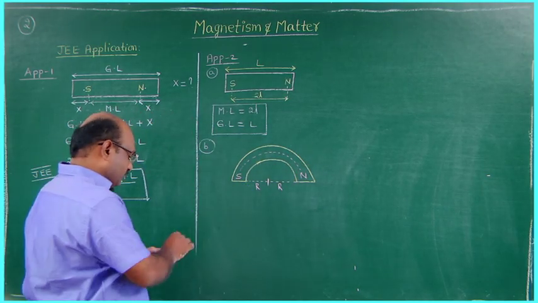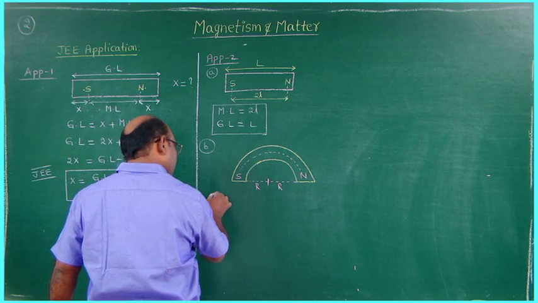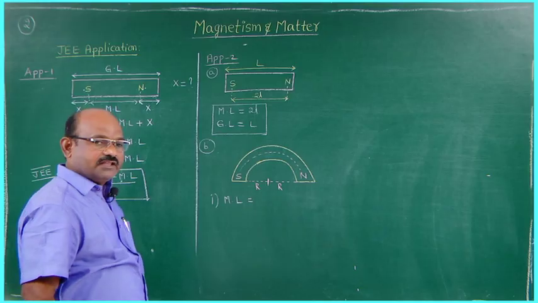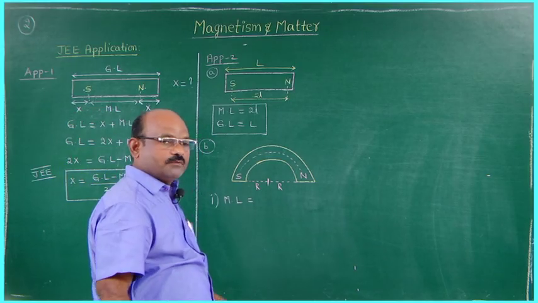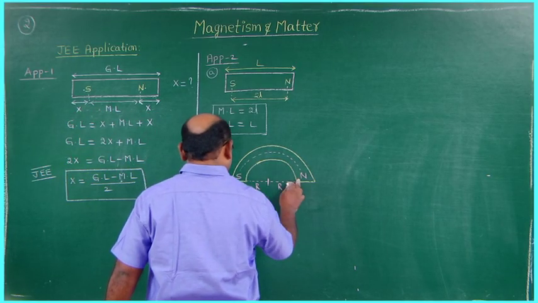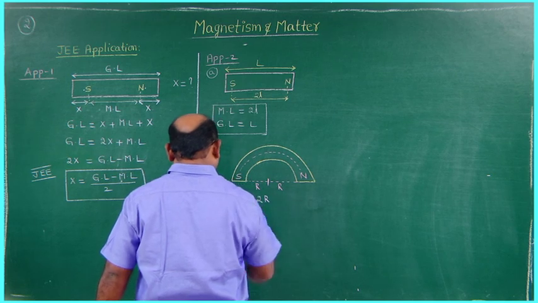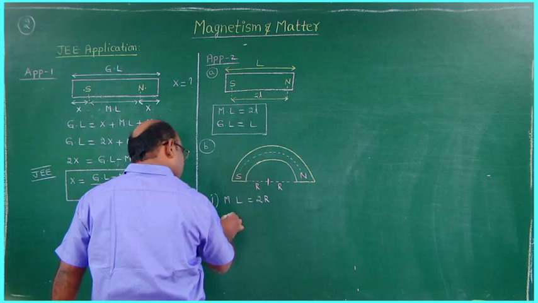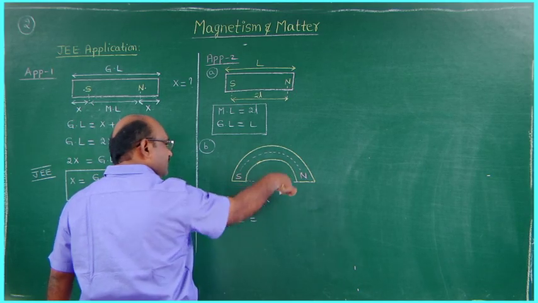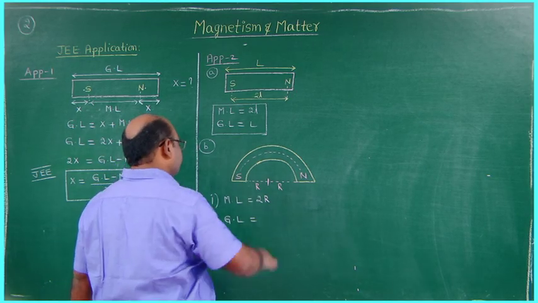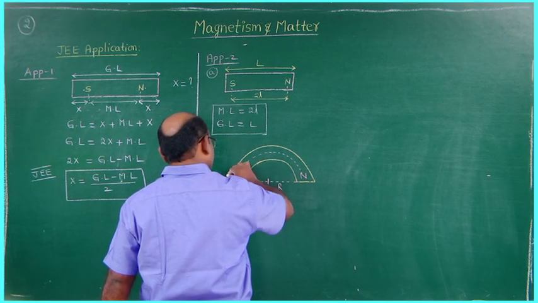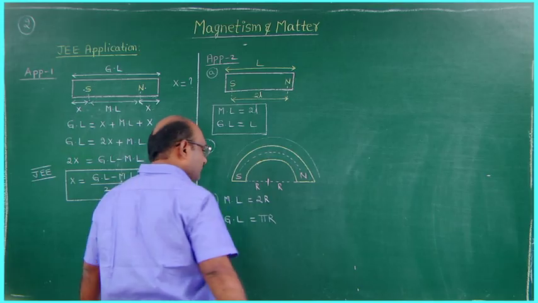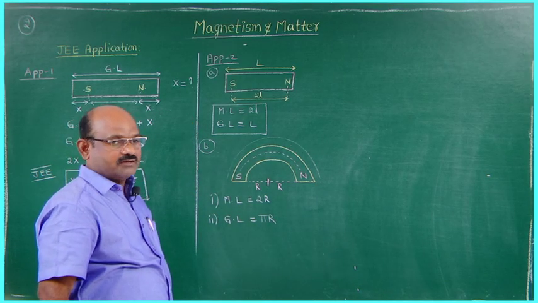Right. Now, in this question, they are asking what is the magnetic length first of all? Magnetic length is nothing but the shortest distance between the poles of the magnet. So, what is the shortest distance between the poles of the magnet? R plus R, 2R. Whereas the geometric length is nothing but the total length of the magnet, that is, this length we want. That is half of the circumference of the circle, that is nothing but pi R.